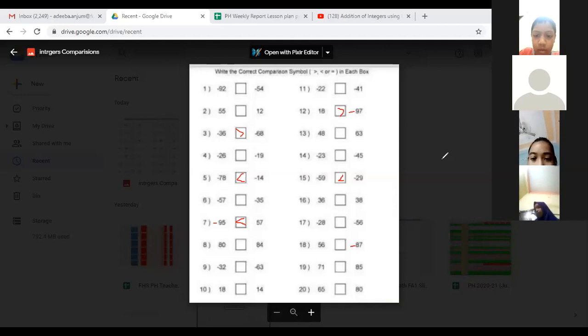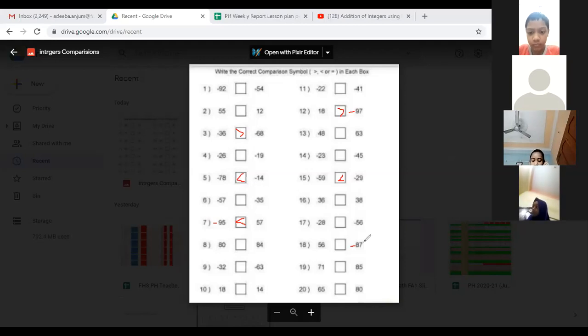Reason? Ma'am, because 56 is greater than 0, but minus 87 is lesser than 0. Yes, good answer. Very good. Yes, you can answer in this way also. But you can say it in a simple sentence, positive is greater than negative, because one is positive and one is negative, so positive is greater than negative. That's good, but you understand the concept very well.